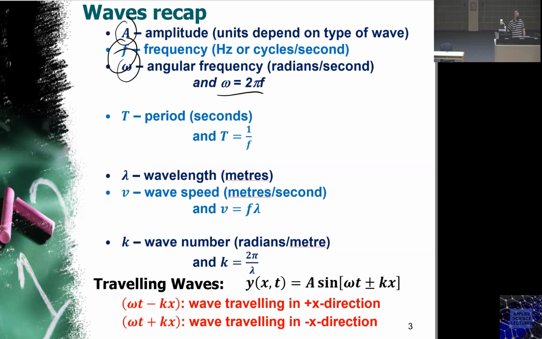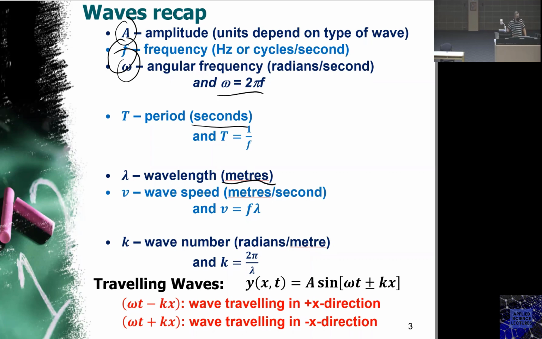The period is the time one complete cycle takes, with a unit of seconds, and also the relationship between the period and the frequency. We said that the frequency is the inverse of the period. And the wavelength is the length of one complete cycle in the space domain. We said that the unit for lambda was meters.